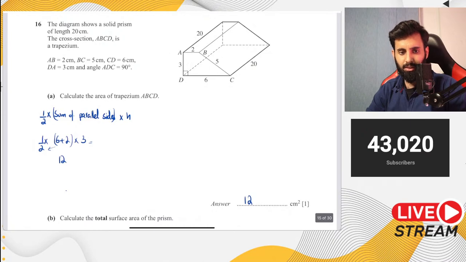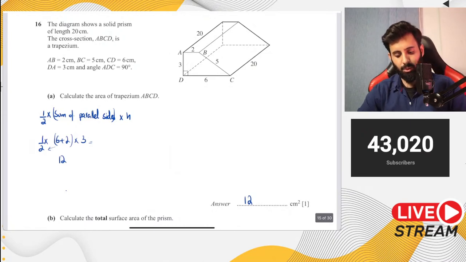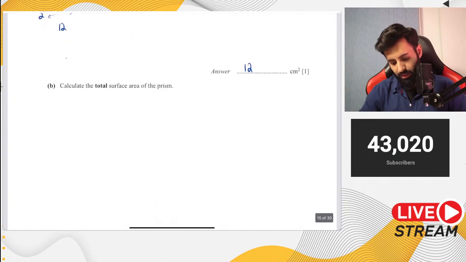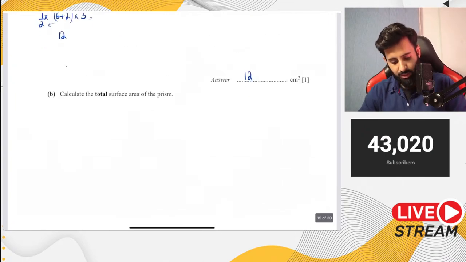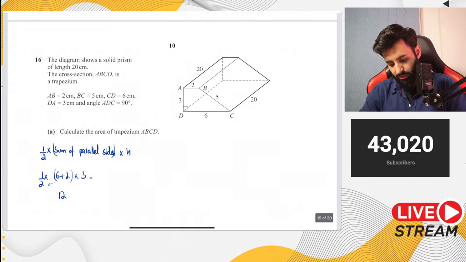Okay. Let's do part B, where it's asking us to calculate the total surface area of the prism. Okay, and this is a 2-mark question. Now, this also is pretty easy. I'm not saying that this is difficult.